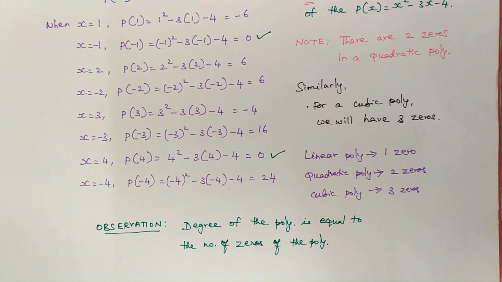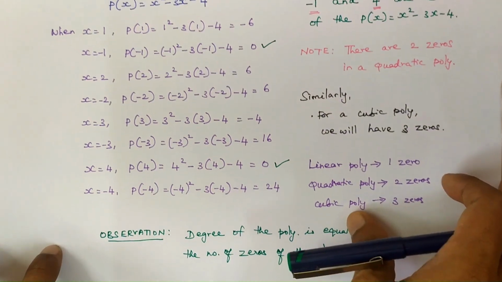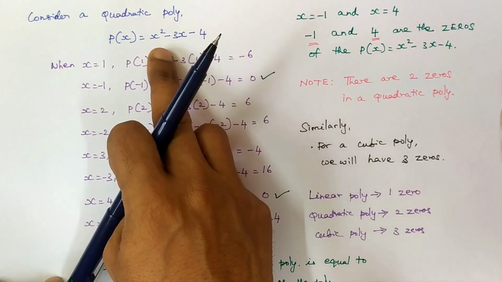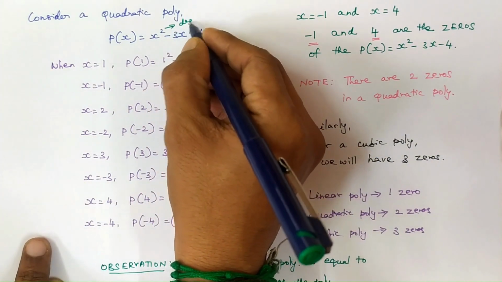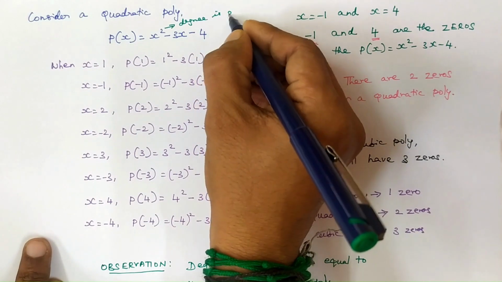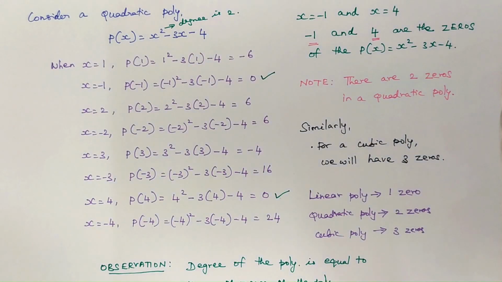So this is what we have observed. Whatever the degree of the polynomial is, that degree will be equal to the number of zeros. For example, if there is a polynomial of say degree 10, there will be 10 zeros. For a polynomial of say degree 5, it will have 5 zeros. Here it is a polynomial of degree 2, so we had 2 zeros.